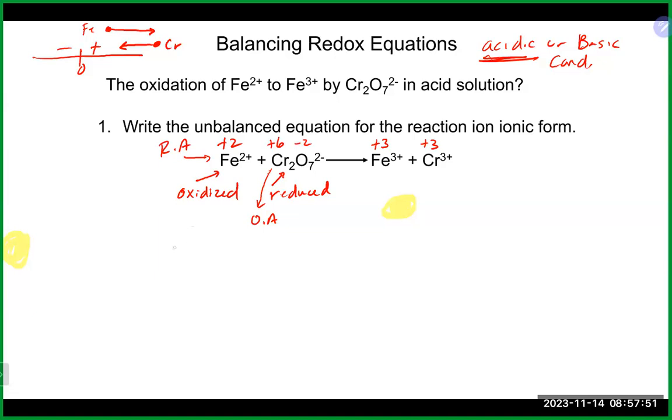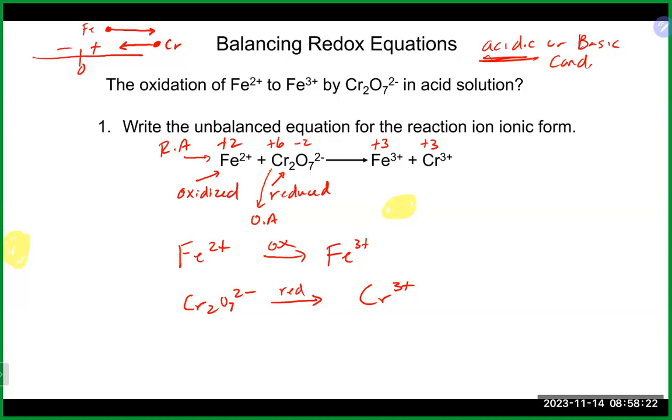So obviously I have an iron with a +2 on the left, and that should be paired up with the iron with a +3 on the right, since they're the same element. I also have a chromium on the left in the form of Cr2O7 2-, which is our dichromate. And obviously I have a chromium on the right, which should be paired up. Now, by determining what we had going on here, we know that this is our oxidation half reaction. That is our reduction half reaction that's happening.